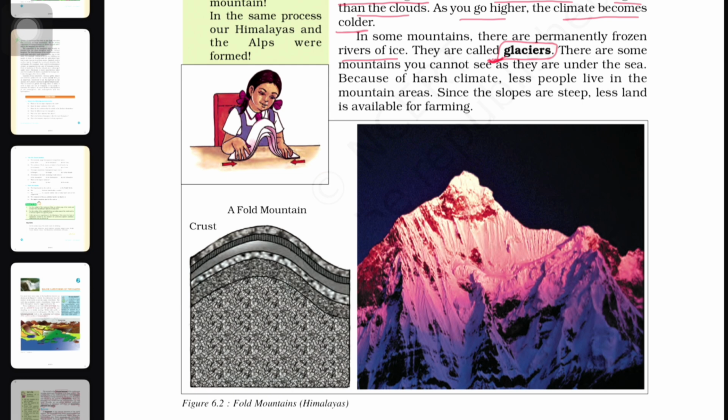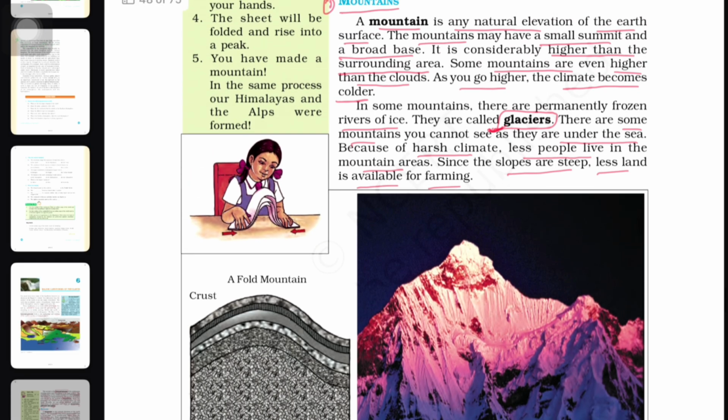There are some mountains you cannot see, as they are under the sea. Because of the harsh climate, fewer people live in the mountain areas. Since the slopes are steep, less land is available for farming. So the characteristics of mountains are: a natural elevation of the Earth's surface, permanently frozen rivers of ice known as glaciers, a harsh climate so there is less livelihood for people and animals, and since the slopes are steep, less land for farming.